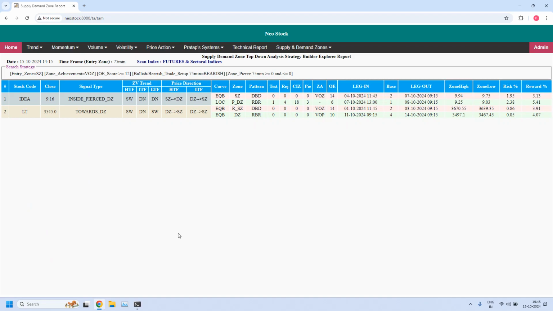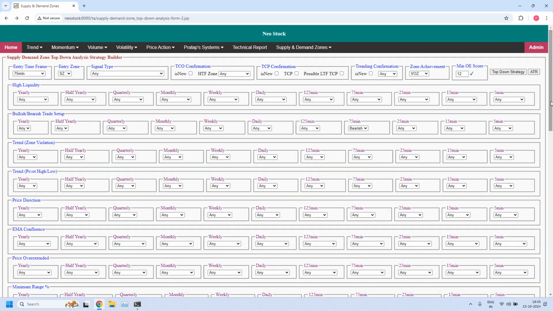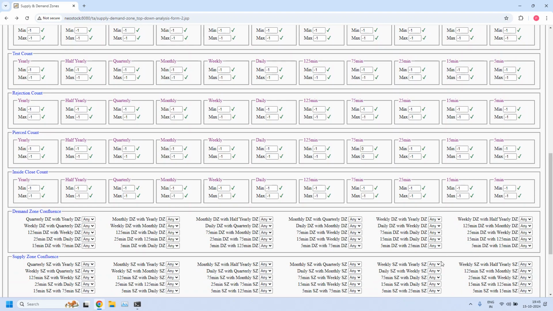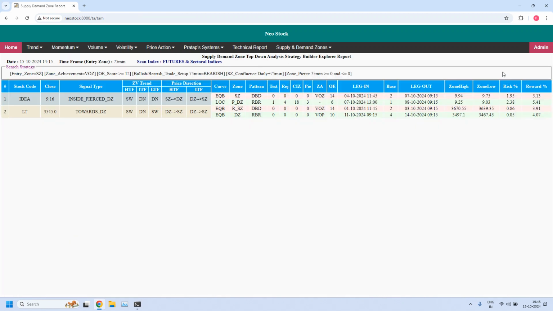That means 75 minutes supply zone should be part of the daily supply zone. So in the supply zone confluence, I am enabling the filter 75 minute supply zone with the daily supply zone. Both these stocks are currently supporting ITF confluence. And the ITF trend is a downtrend, because the 75 minute supply zone is part of daily.